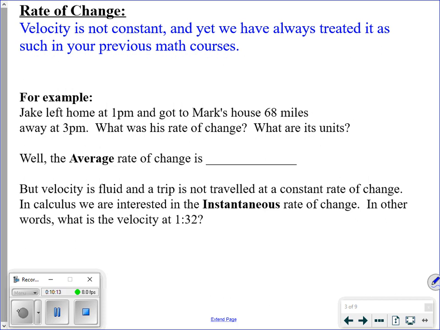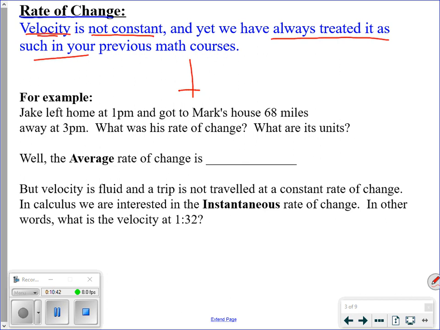So, why is this important? Why are we interested in this, and not just doing the average rate of change? With a rate of change, that's living in a perfect world, where we have a constant rate of change. But velocity, or another way of saying rate of change, is not constant. We always treated it that way in the past, but now we're going to start taking it to a more real-world application.